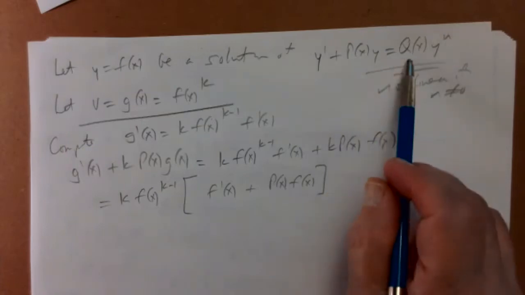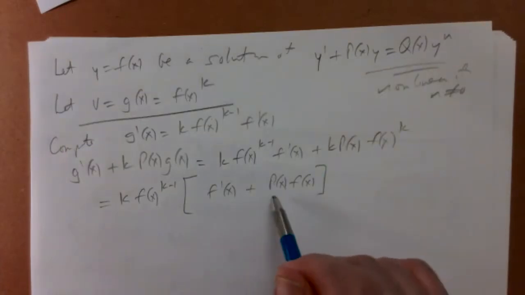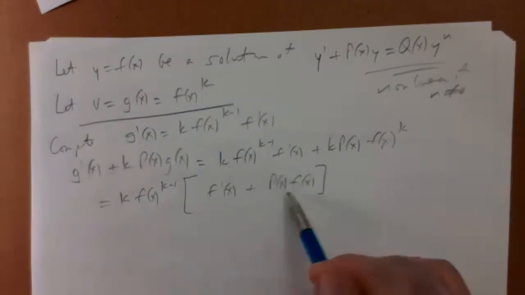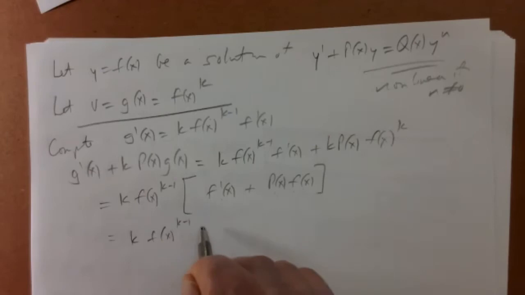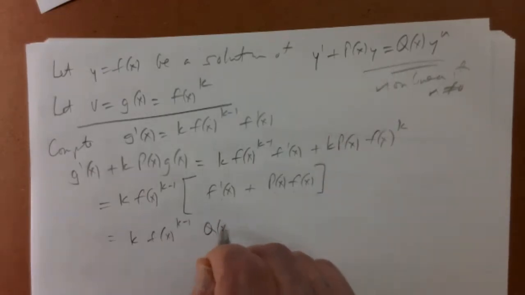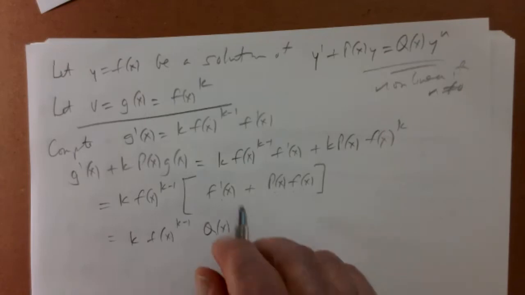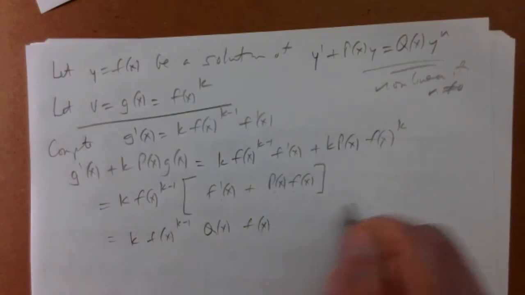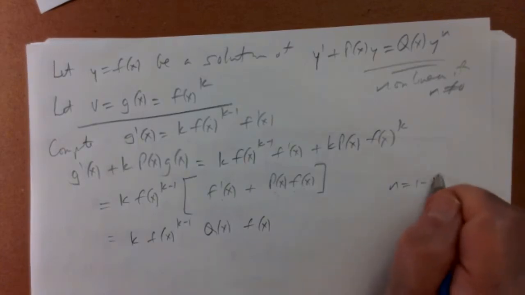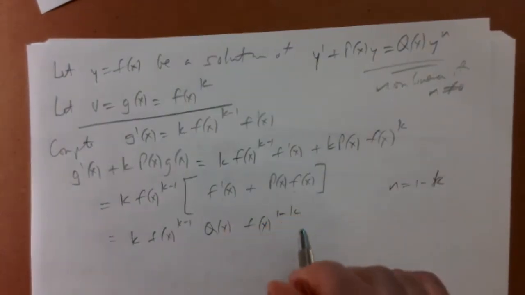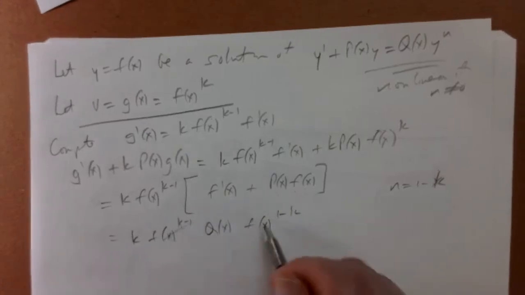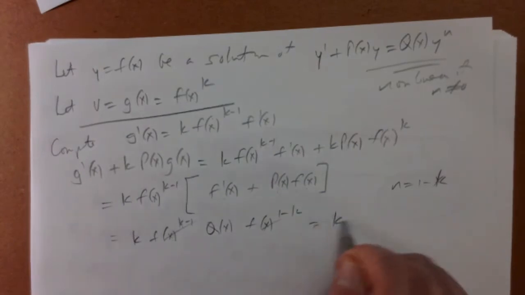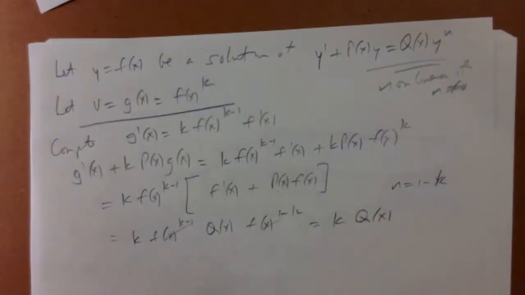But f of x is a solution of this equation. So y prime plus py, or f prime of x plus pf, this is equal to q of x, y to the n, f of x to the n. What is n? n again is 1 minus k. f of x to the 1 minus k. f of x to the k minus 1 times f of x to the 1 minus k, they cancel. This is just equal to k q of x.